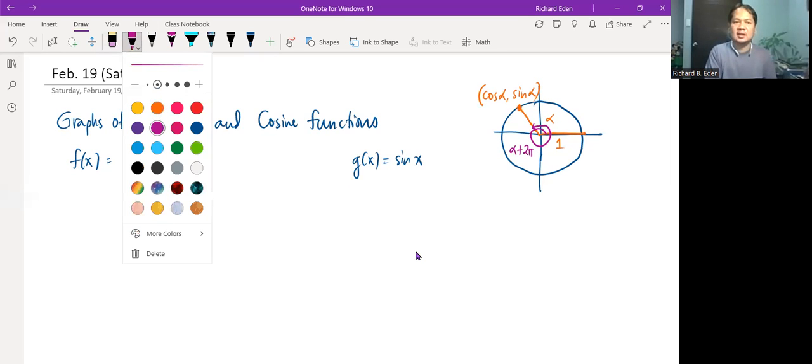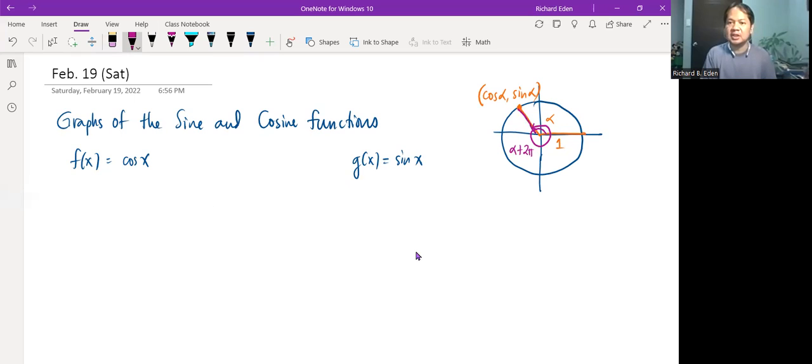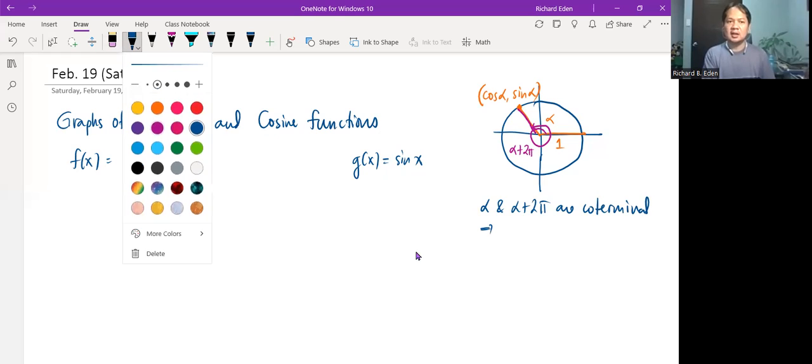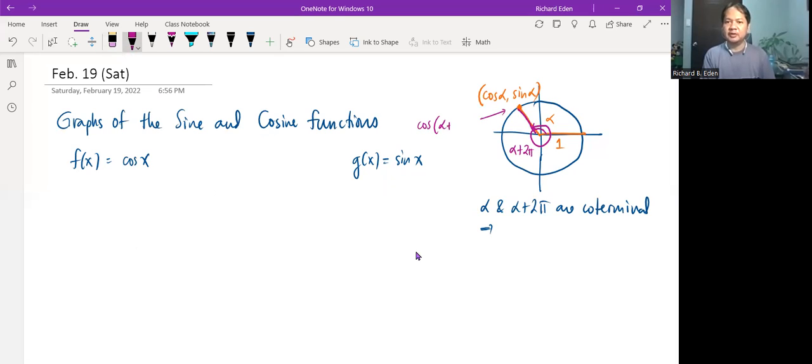So what's going to happen is that alpha and alpha plus 2 pi are going to be coterminal, meaning the terminal side of their angles and starting position are the same. So alpha and alpha plus 2 pi are coterminal. Therefore, nung coordinates, so we would have ended up with the coordinates cosine of alpha plus 2 pi comma sine of alpha plus 2 pi. But it's the same point, di ba? You're going to end up in the same location, which means that cosine of alpha is equal to cosine of alpha plus 2 pi, and sine of alpha equals sine of alpha plus 2 pi.